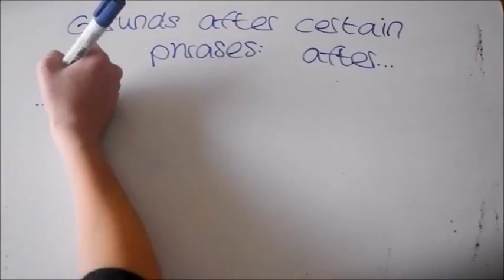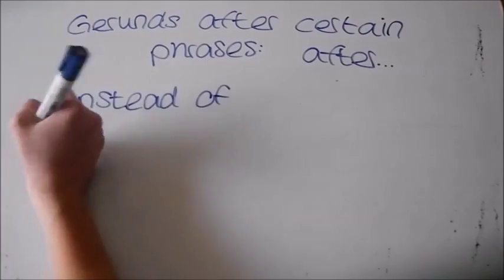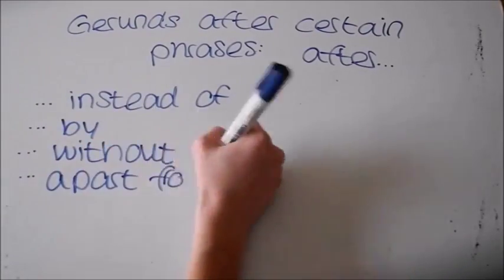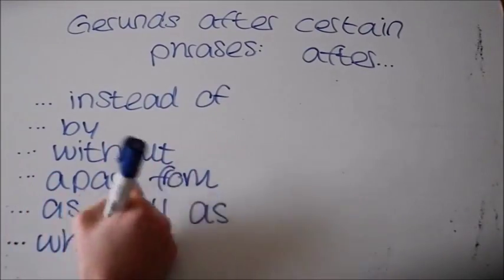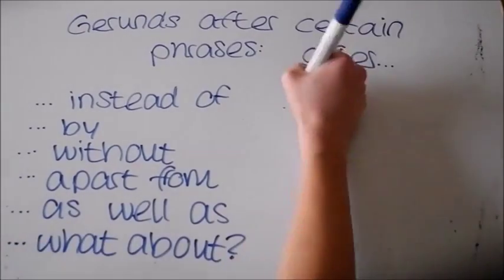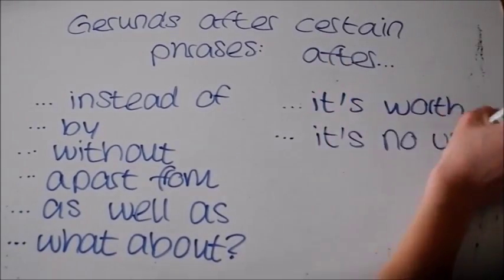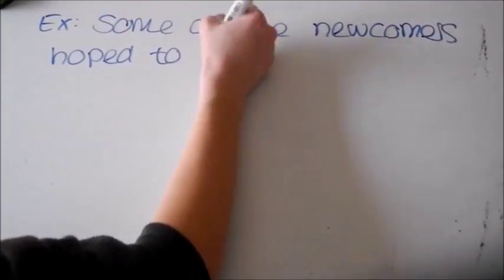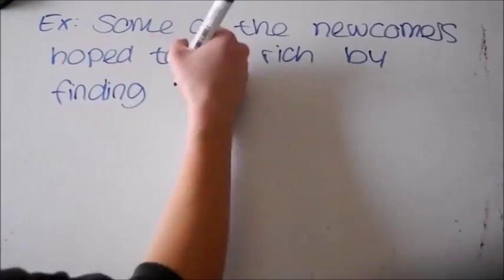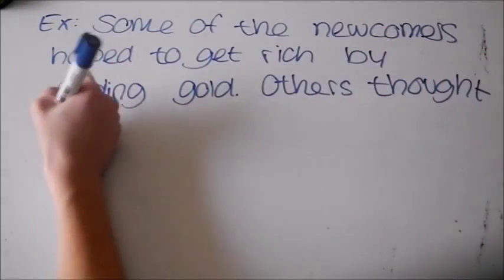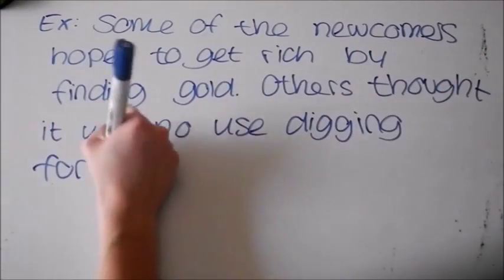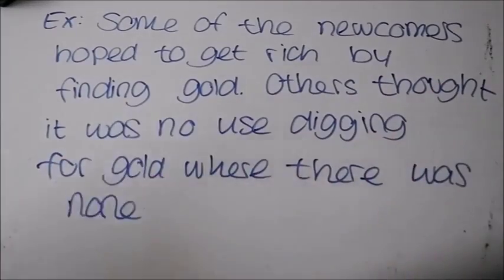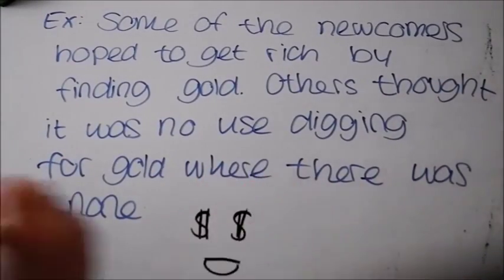If the gerunds are after certain phrases, they stand after instead of, by, without, apart from, as well as, what about, it's worth, and it's no use. For example, some of the newcomers hoped to get rich by finding gold. Others thought it was no use digging for gold where there was none.